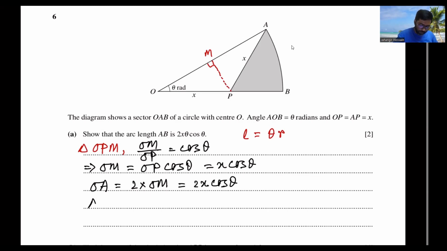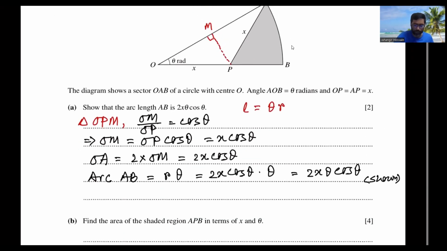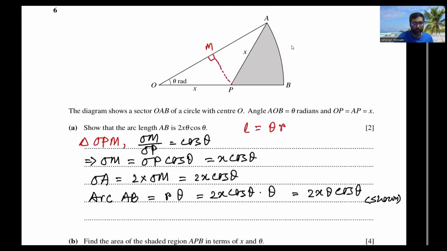Now we see the arc AB equal to R into theta. R is OA, 2X cos theta into theta. So this is 2X theta cos theta, where theta is in radian. That's the arc length of AB. Now, in part B, you have to find the area of the shaded region, APB.